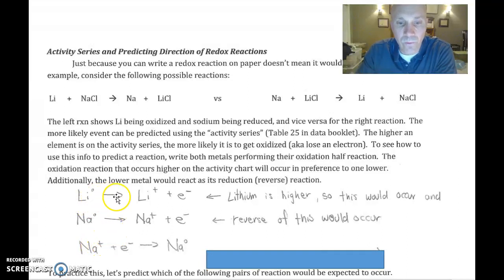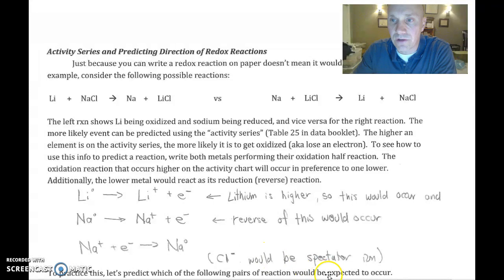So what we want to do is find which one of these two reactions shows lithium getting oxidized and sodium getting reduced. Well, that would be the one on the left. We've got lithium 0 here becoming lithium plus 1 as a product, and you've got sodium plus 1 becoming sodium 0 as a product. One thing I just want to point out, you'll notice that nothing happens with the chloride. You've got Cl minus here, you've got Cl minus here. So nothing's actually happened to that ion, so it would be considered a spectator ion.